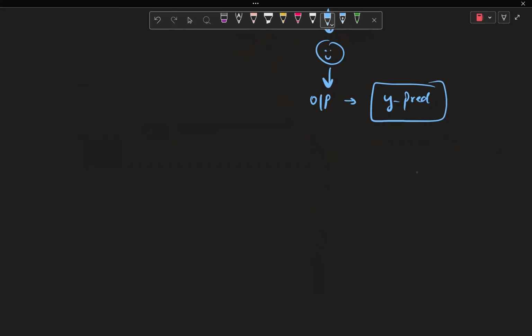Now, we will validate. It's not clear this one, sir, before you go.